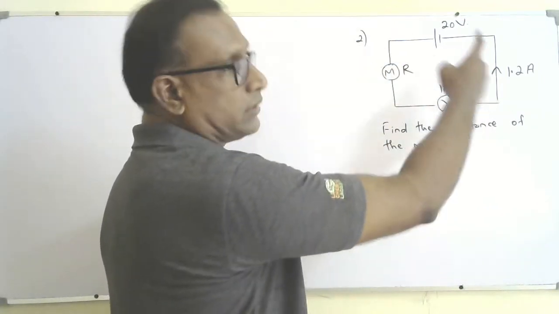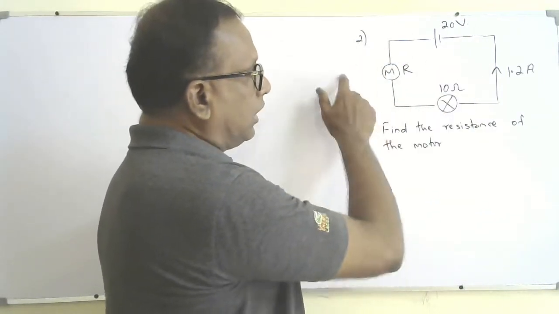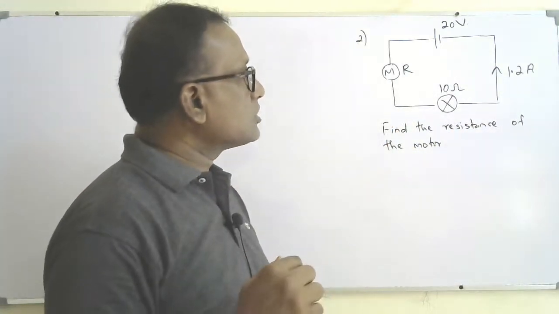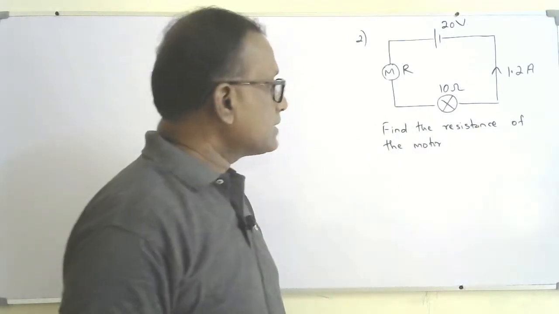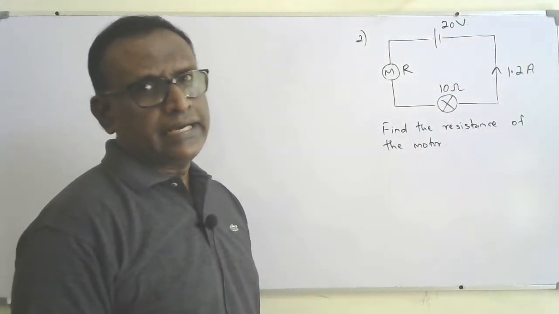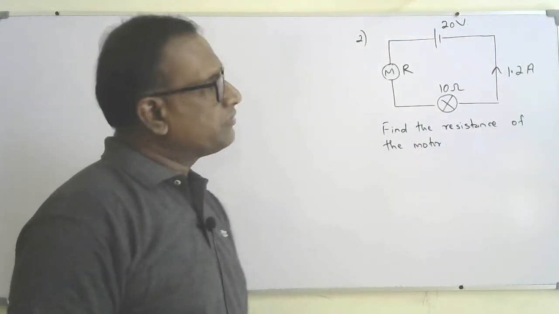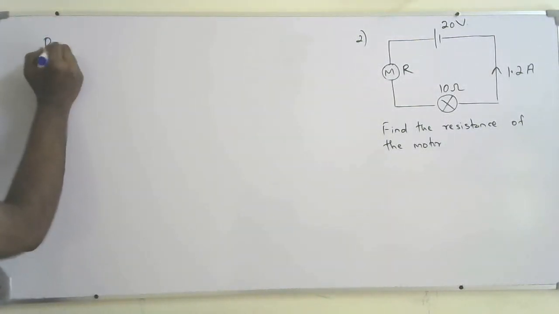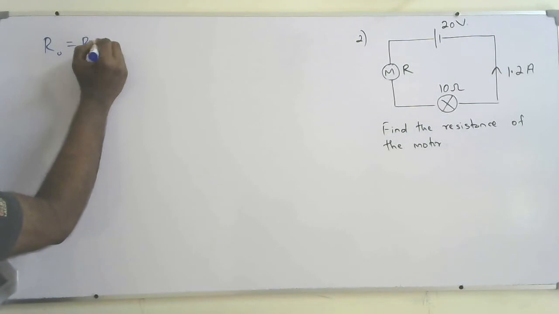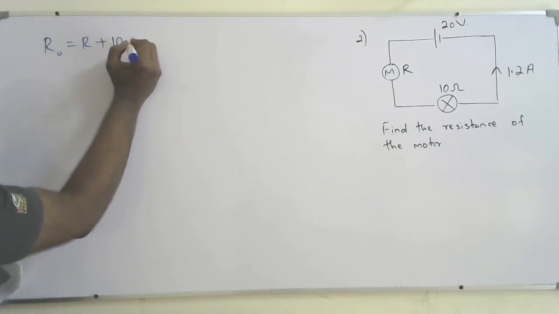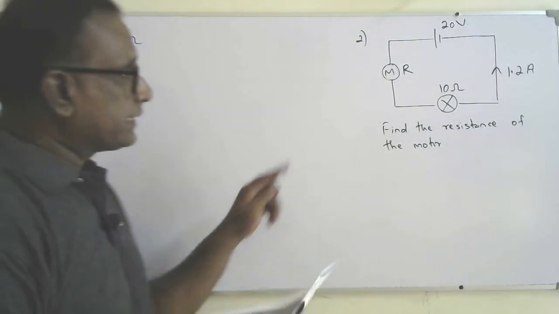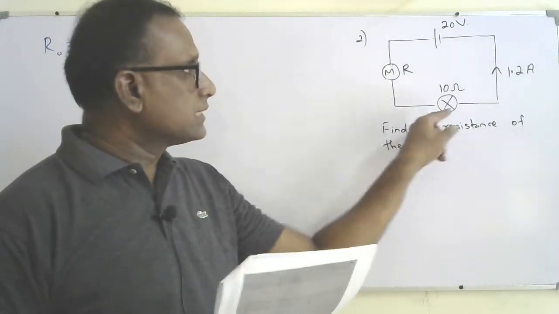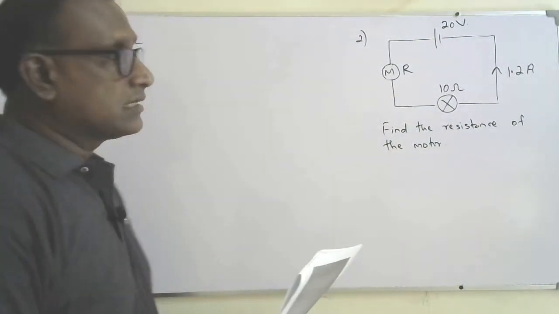flow through the circuit, or current flow through motor and bulb, is 1.2 ampere. The question is find the resistance of the motor, but the resistance of the bulb is given. So we can do it in two different ways. The first one, I can say the equivalent resistance R0 is equal to R plus 10 ohm because they are connected in series. How do I know they are connected in series? There are no junction or branch between the components, is it? So they are connected in series, right?